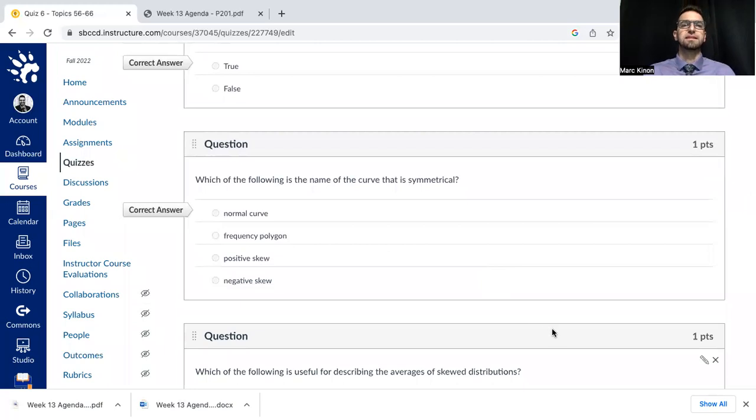Which of the following is the name of the curve that is symmetrical? Okay, symmetrical means the normal curve. And in a normal curve, the mean, the median, and the mode are all equal. They're all in the center, okay?